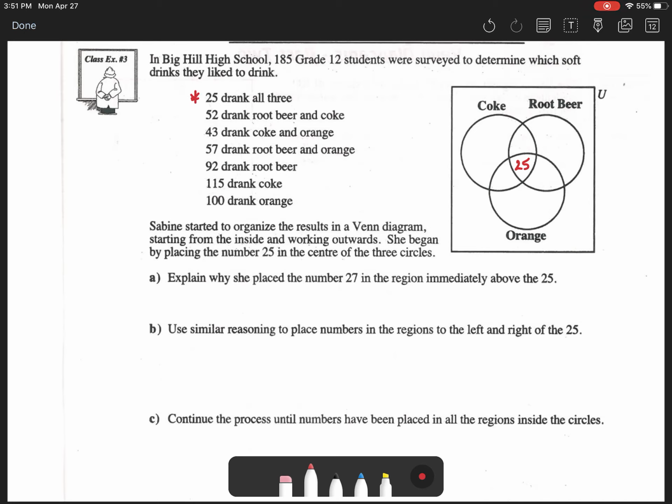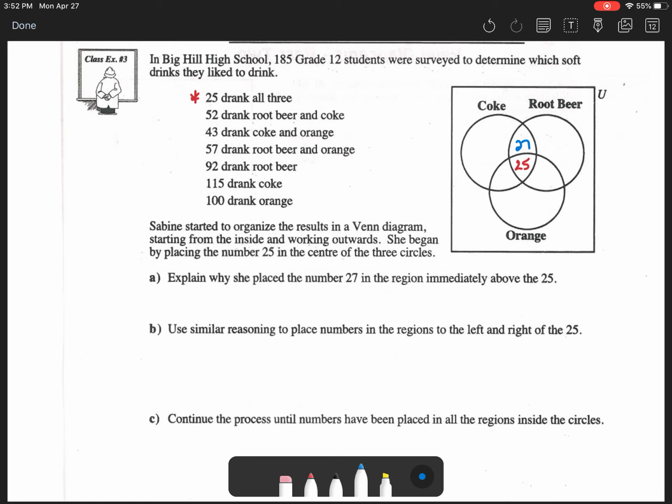Now, 25 drank all three. Okay, that's kind of music to our ears, right? That's the number that we are always after. So 25 drank all three. I'm going to put that right in the middle right away. Now, 52 drank root beer and Coke, 43 drank Coke and orange, 57 drank root beer and orange, 92 drank root beer, 150 drank Coke, and 100 drank orange. Sabine started to organize the results in a Venn diagram, starting from the inside and working out. She began by placing 25 in the center of the three circles. So that's exactly what we did.